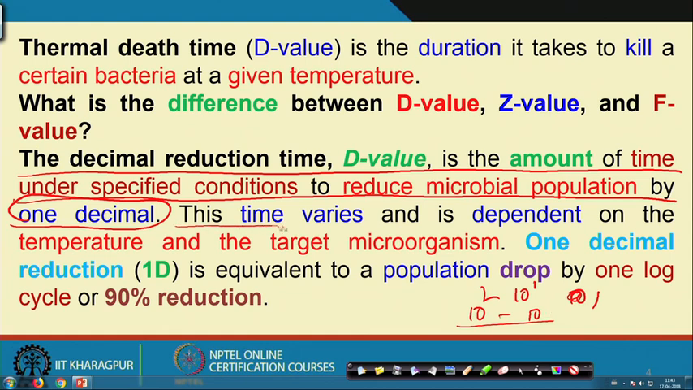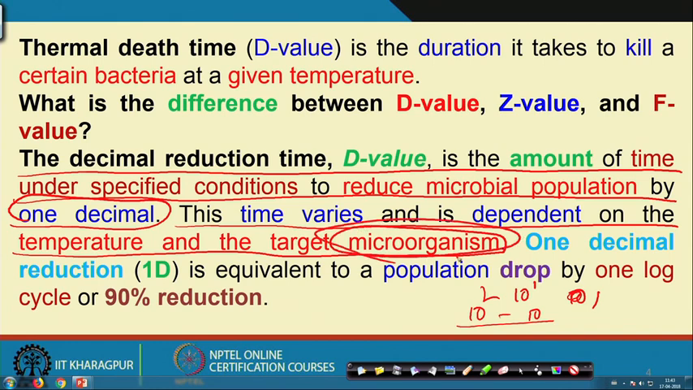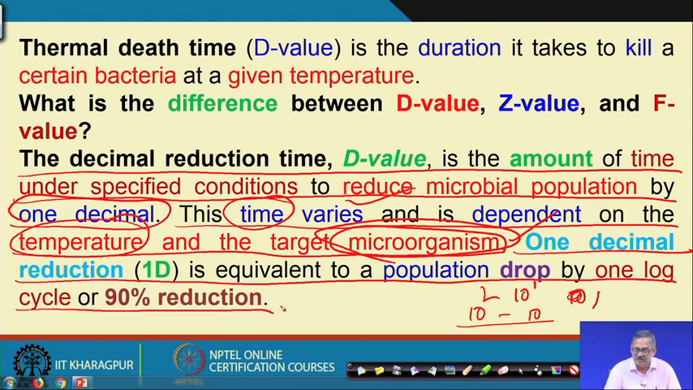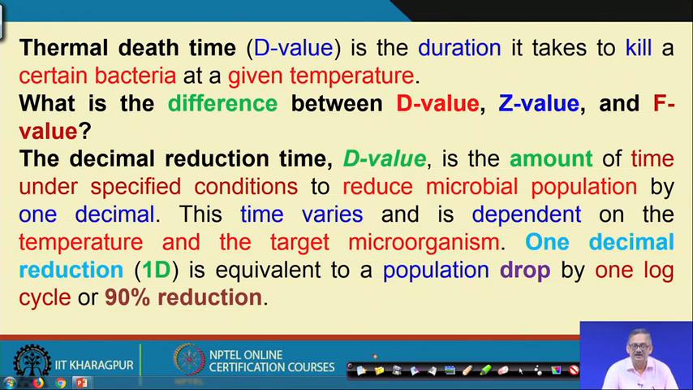This time varies and is dependent on the temperature and the target microorganism. What is the target microorganism? That will dictate what the temperature is and how much time it will require. So, this varies on the organism selected. One decimal reduction, or 1D, is equivalent to a population drop by one log cycle, or 90% reduction. One log cycle reduction means 90% reduction, survivability is only 10%, right.